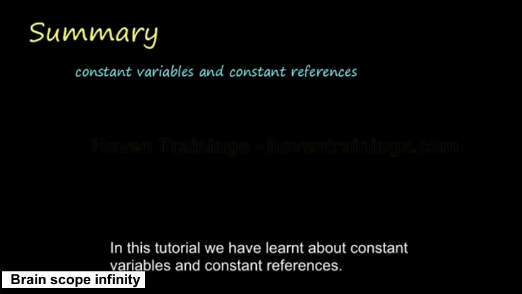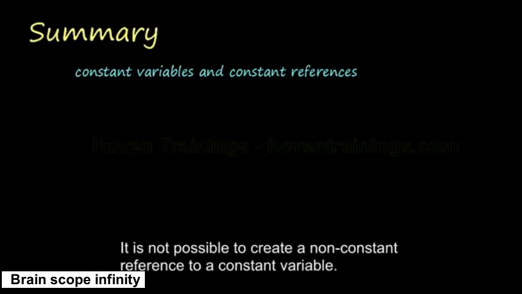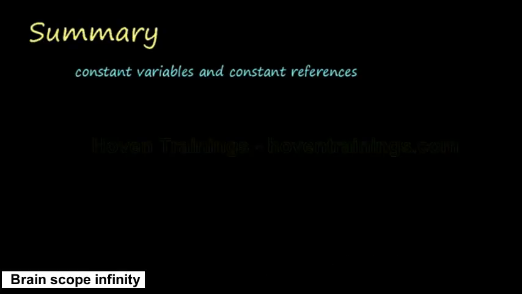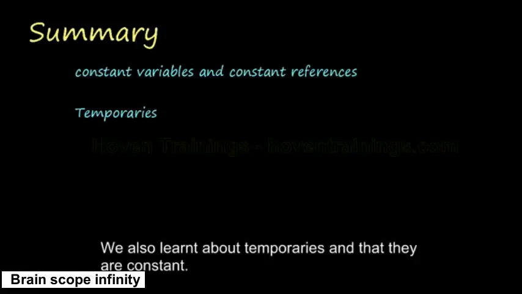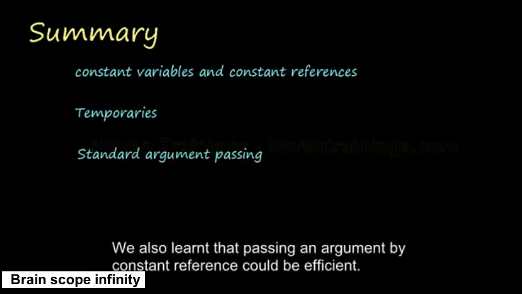In this tutorial we have learned about constant variables and constant references. It is not possible to create a non-constant reference to a constant variable. We also learned about temporaries and that they are constant. We also learned that passing an argument by constant reference could be efficient.